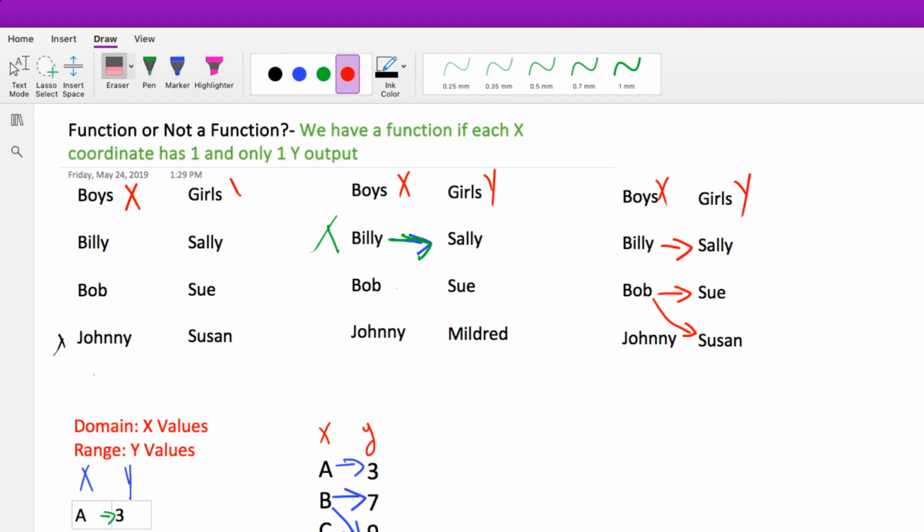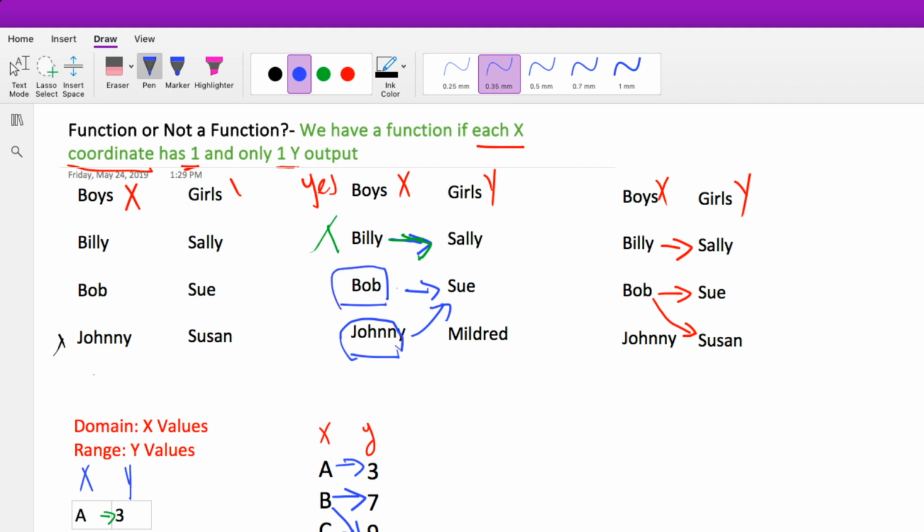So do we have a function, yes or no? Well, the answer to that question would be yes, we do. Because let's look at our definition one more time. Each x coordinate has one and only one y output. Even though Bob and Johnny both like Sue, each of them only likes one girl. It'd be a problem if Bob liked Sue and Sally, or if Bob liked all three of the girls. But as long as each of them only has one y, that's okay.